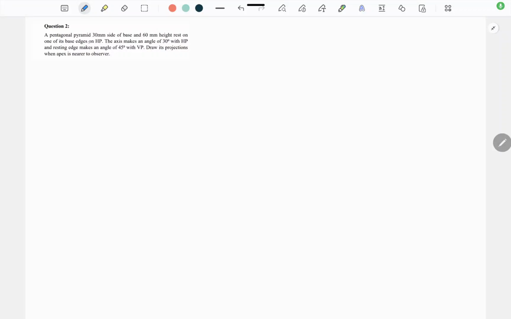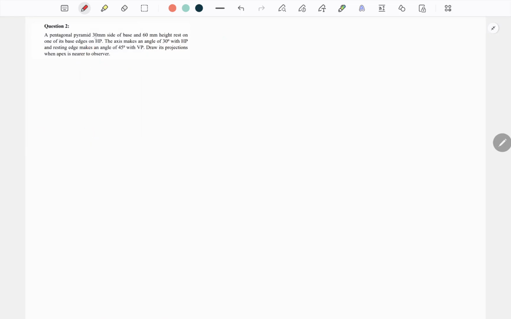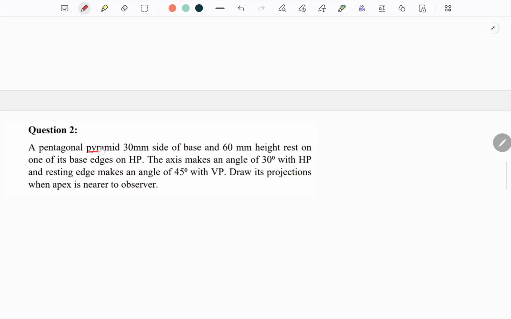A pentagonal pyramid, 30 mm side of base. Okay, pentagonal pyramid. First, it is a pyramid, so it will have an apex. The base shape is pentagonal. 30 mm side of base, 60 mm height.